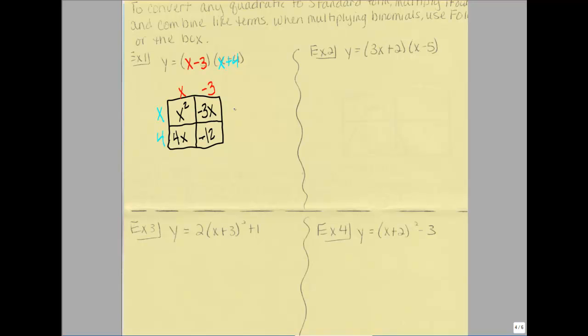Negative 12. Now all we do is take all this stuff on the inside and add it all together. So y is equal to x squared minus 3x plus 4x minus 12. The only other step you need to do is to combine like terms, which means these x's here, and you are finished after that. So y equals x squared. Negative 3x plus 4x gives me just x minus 12. And we are done.